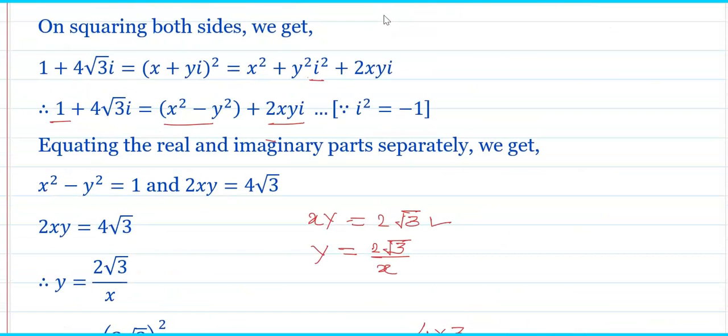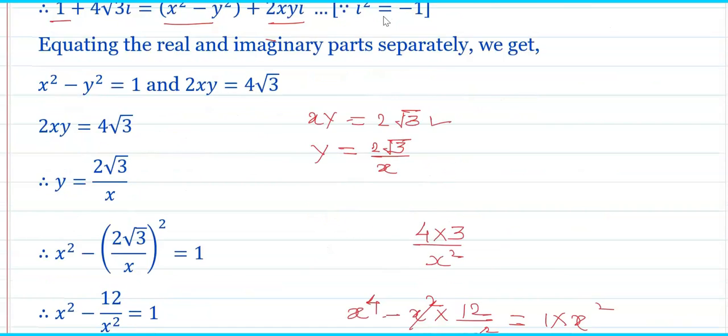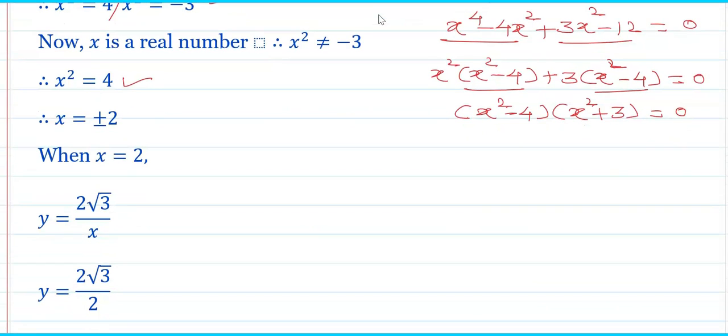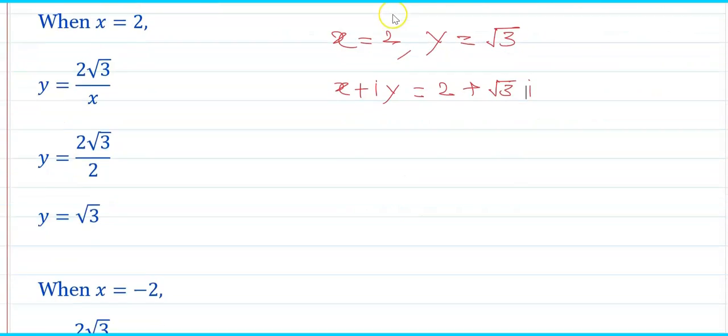Take x is equals to 2, then what is y? y is equals to 2 root 3 upon x. Substitute the value of this x. Okay, then you will get here 2 gets cancelled. y is equals to root 3. x is equals to 2, and y is equals to root 3. Therefore the first root is 2 plus root 3i.